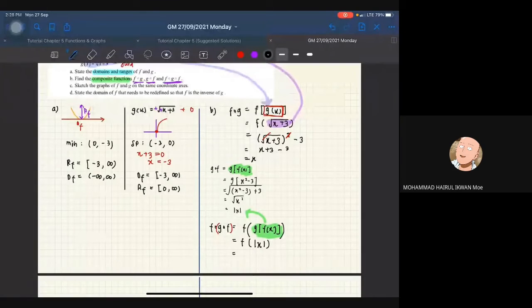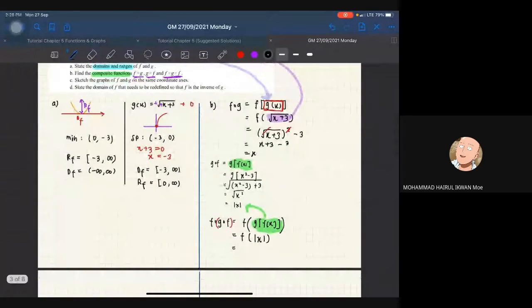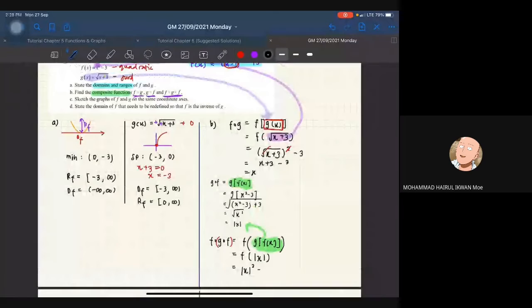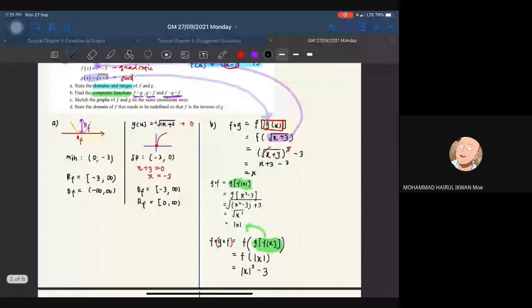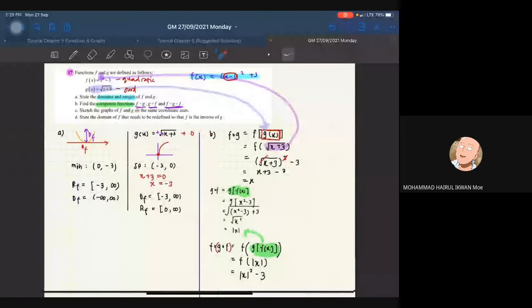So we will have modulus of x, okay, so function awak dia ada square. And then we just minus it with 3. Macam tu. Okay, so this one, awak akan dapat apa? What will you get for this one? Any idea? No idea?